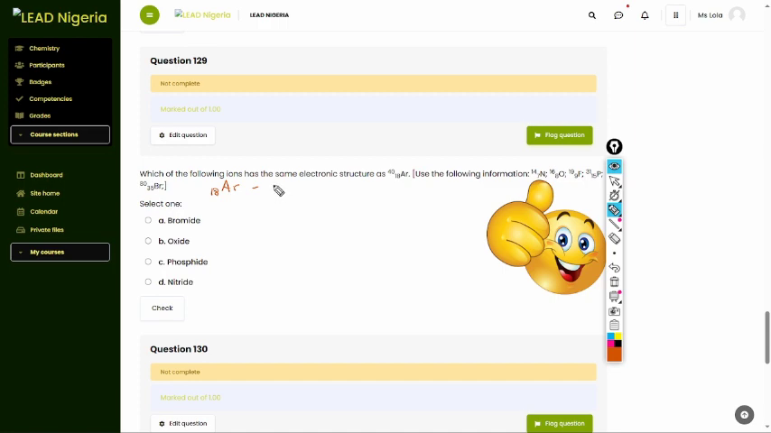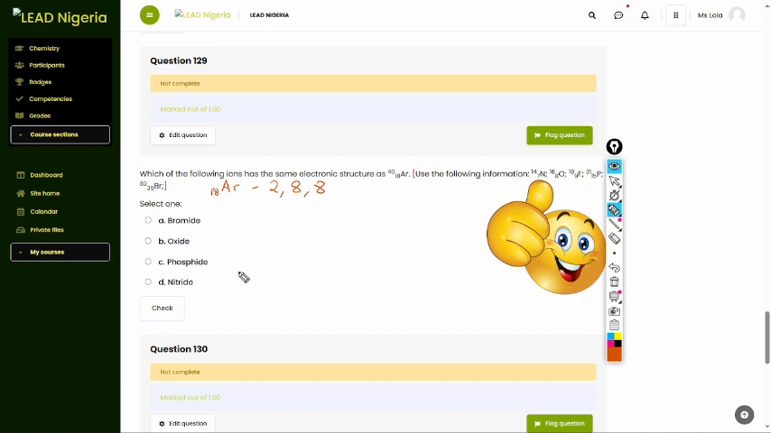So using the 2,8,8 configuration, that's 2, 8, 8. Let's see. We might want to use the 1s2 configuration, but I think the 2,8,8 can work here. So 2,8,8, the only exception will be for bromine. So 2,8,8 gives us a total of 18.